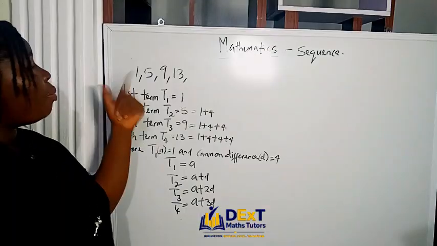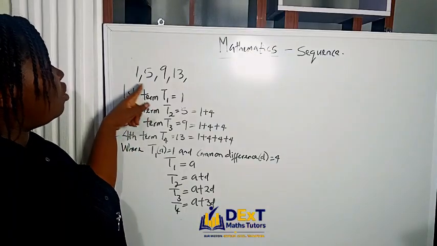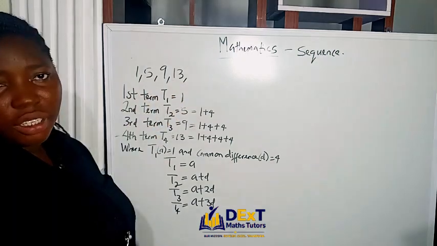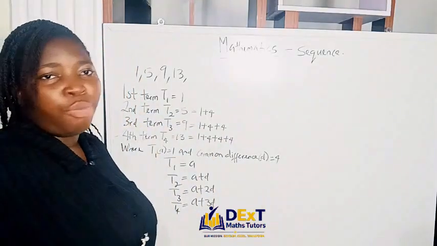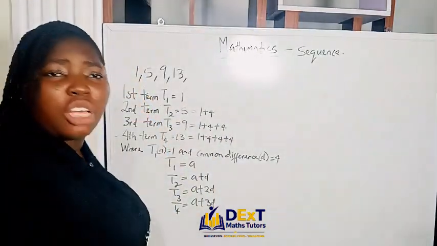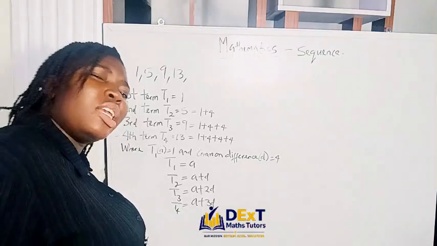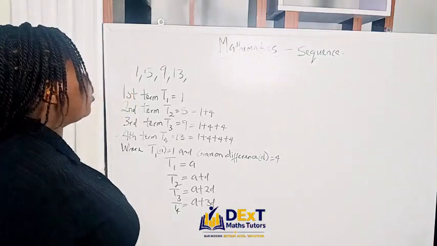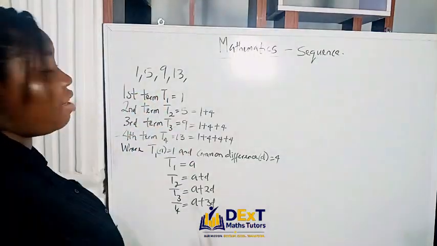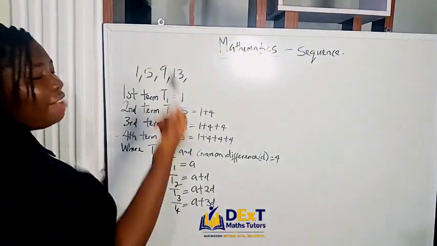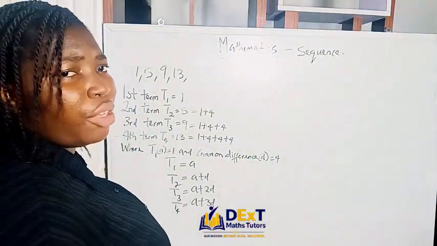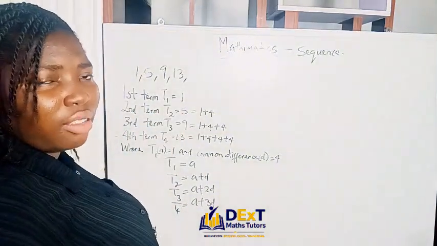I have a set of numbers on the board. You can see 1, 5, 9, 13. Now, I need you to do something for me. Based on the set of numbers you can see on the board, can you predict what the next number will be? Okay, I have 1, I have 5, I have 9, and I have 13. What do you think the next number will be? Pause and think about it for a second.